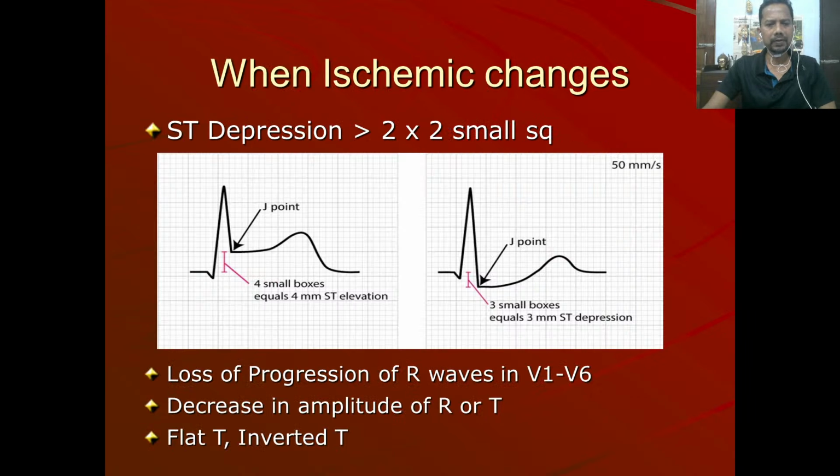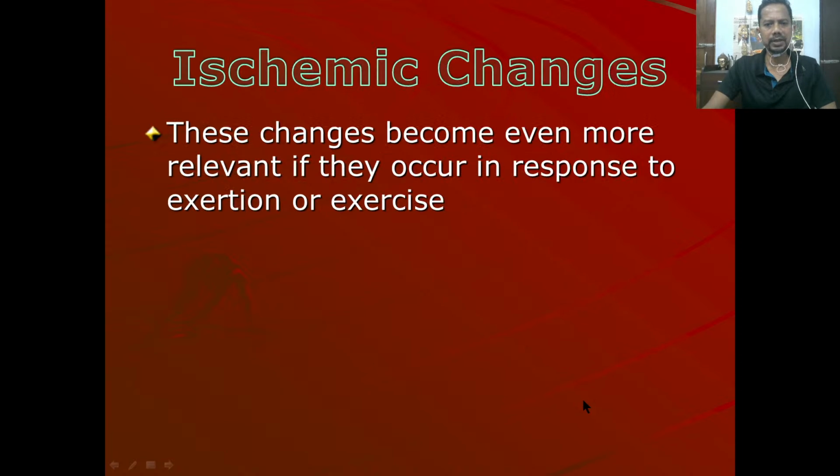So these things we have done. So this is J point elevation. Elevation or depression of more than 2 small squares, they have mentioned as 3 different authorities will say different things. So more than 2 in duration and 2 in depth or height, they become significant amount of ischemia.